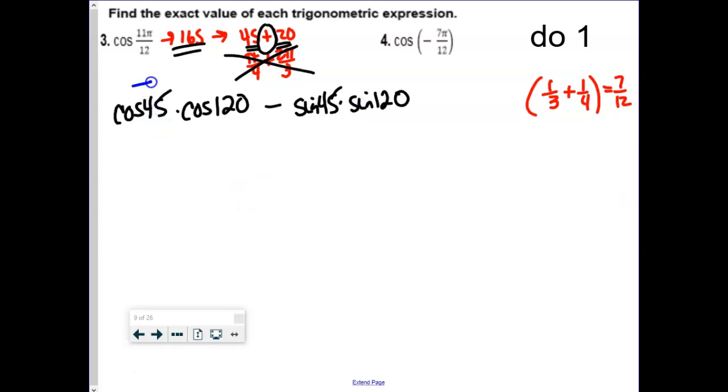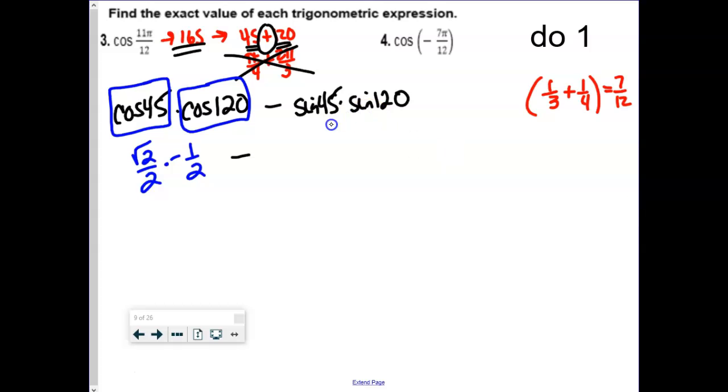All right, here goes. Cosine 45, that's a nice one, right? Square root of 2 over 2. Cosine of 120. I always forget that one. Negative 1/2. Cool. Minus, and then this sine of 45 is square root of 2 over 2. And then sine of 120 would be positive square root of 3 over 2.